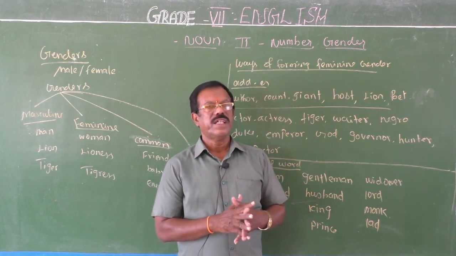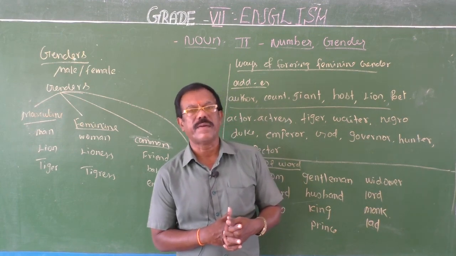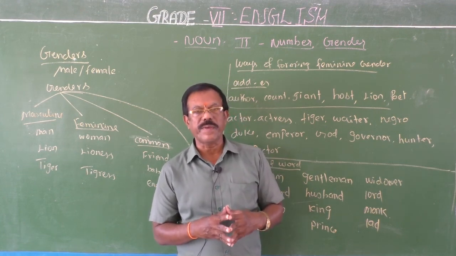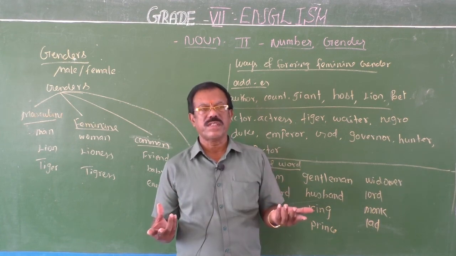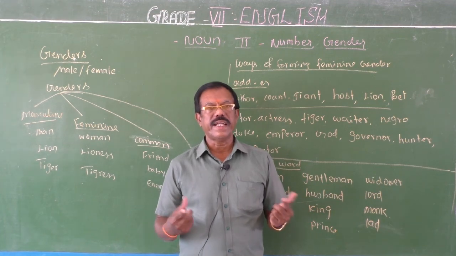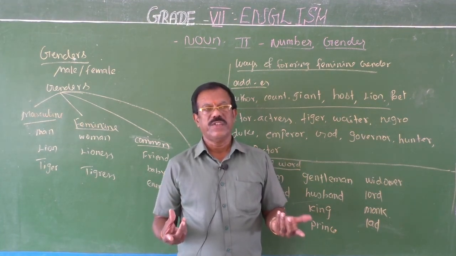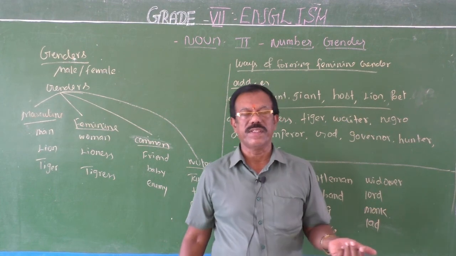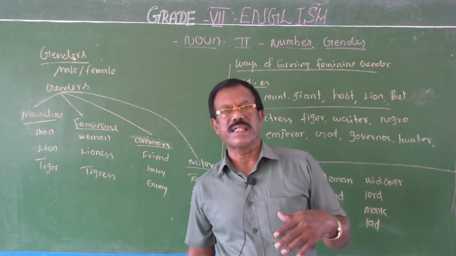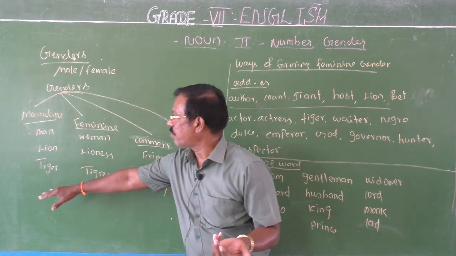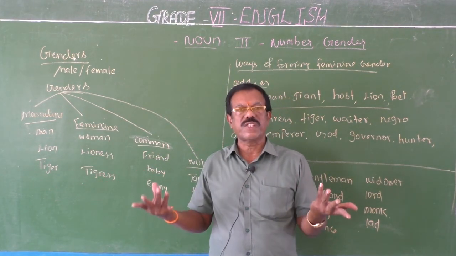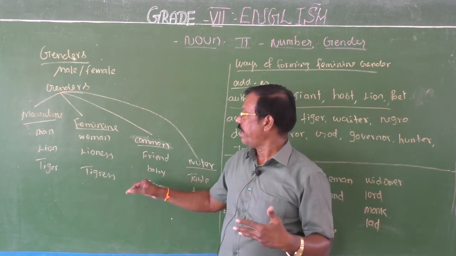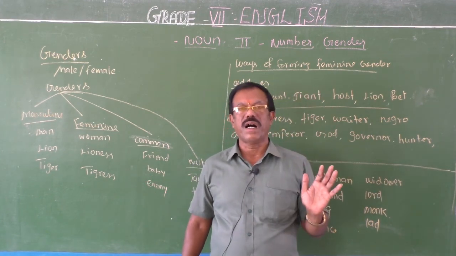Okay, fine. Suppose a noun stands for male, then it is called masculine gender. If a noun stands for female, then it is called feminine gender. If a noun refers to either male or female, then it is called common gender. If a noun stands for neither male nor female, then it is called neuter gender. Most of the non-living things are neuter gender. So living things can be brought under either masculine or feminine. If it stands for both, that is either male or female, then it can be brought under common gender. But all non-living things are neuter gender.